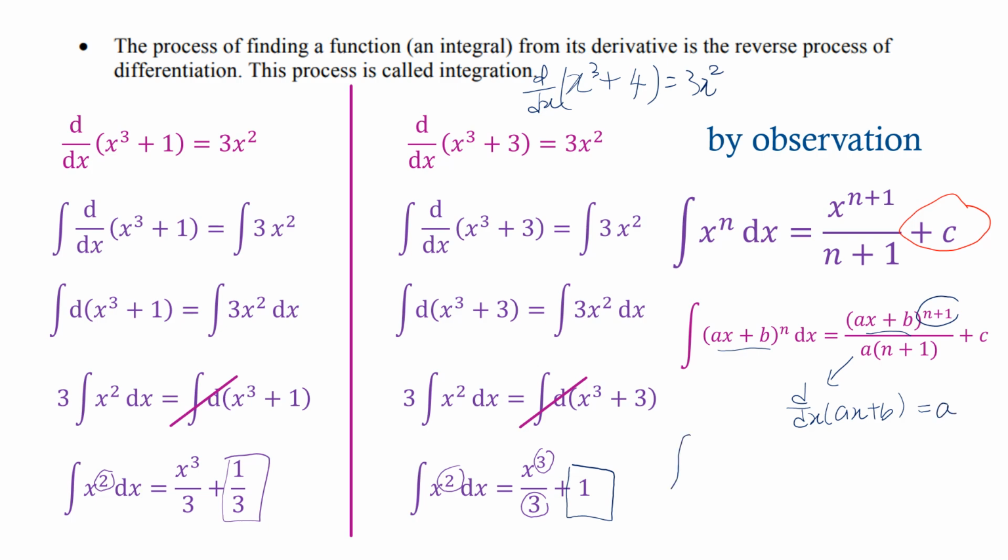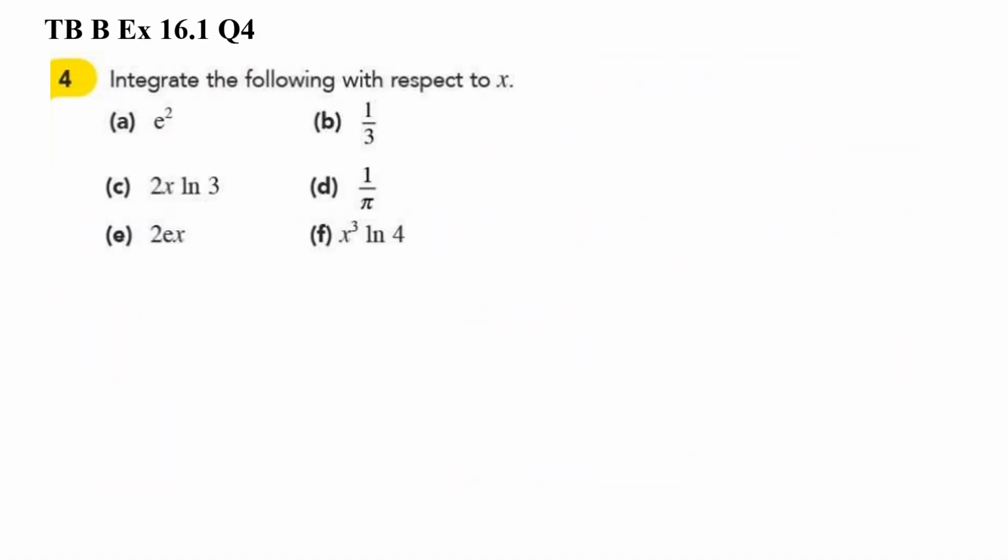For example, if I ask you to integrate 2x plus 3 to the power of 4 dx, then what you get is 2x plus 3 to the power of 5, since 4 plus 1 is 5, divided by 5 times the differentiation of whatever is in the bracket. Differentiating 2x plus 3, you get 2. So you will get bracket 2x plus 3 to the power of 5 over 10 plus a constant c.